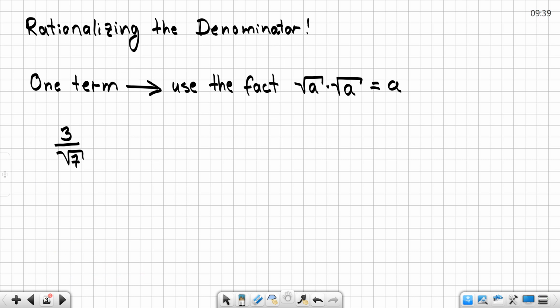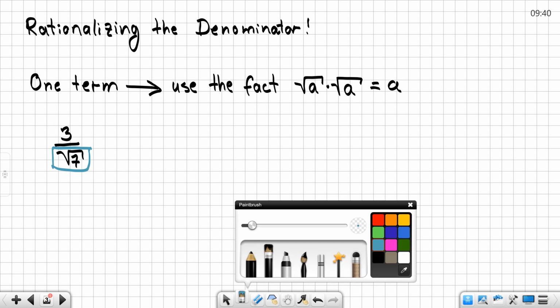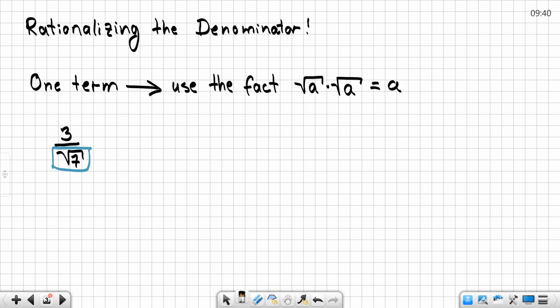So here is the very last thing that we want to look at, and this is called rationalizing the denominator. Rationalizing the denominator means that I have a rational number in the denominator. The square root of 7 is not a rational number, it is irrational. There are no two nice numbers multiplying together giving you 7. So what I remind myself of is that the square root of some number multiplied by the square root of some number is just this number itself.